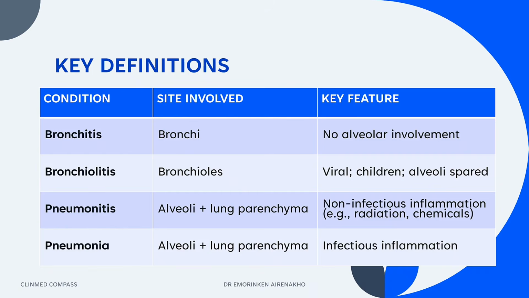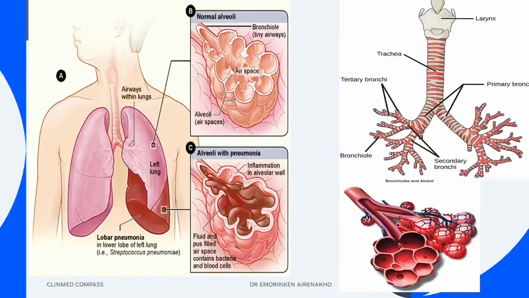Pneumonitis. Pneumonitis refers to the non-infectious inflammation of the alveoli and the lung parenchyma. Think radiation therapy or chemical exposure. Pneumonia, by contrast, is infectious inflammation of the alveoli and the lung parenchyma.